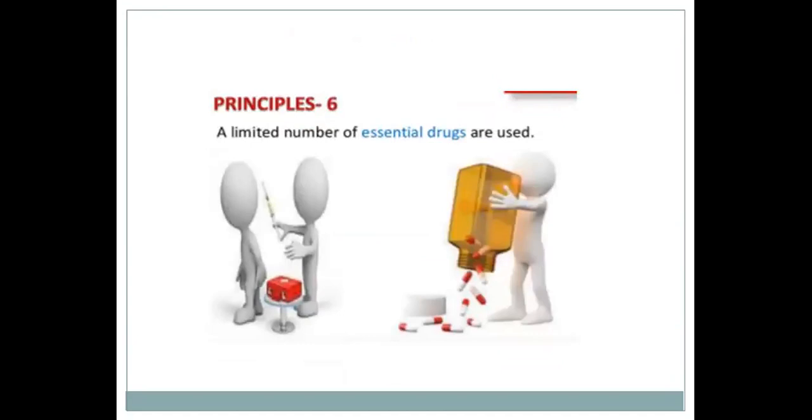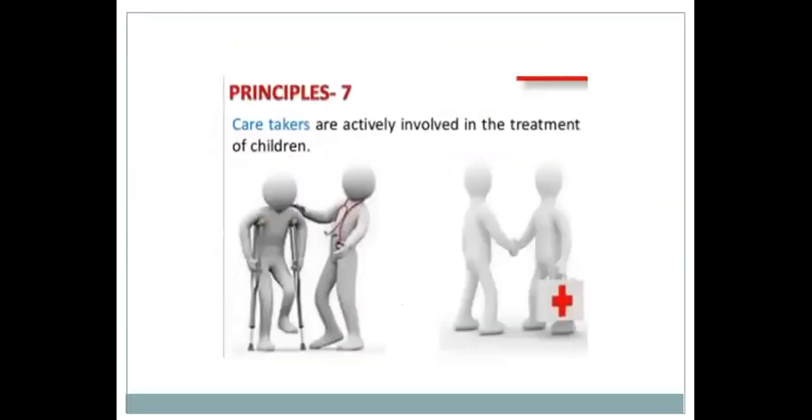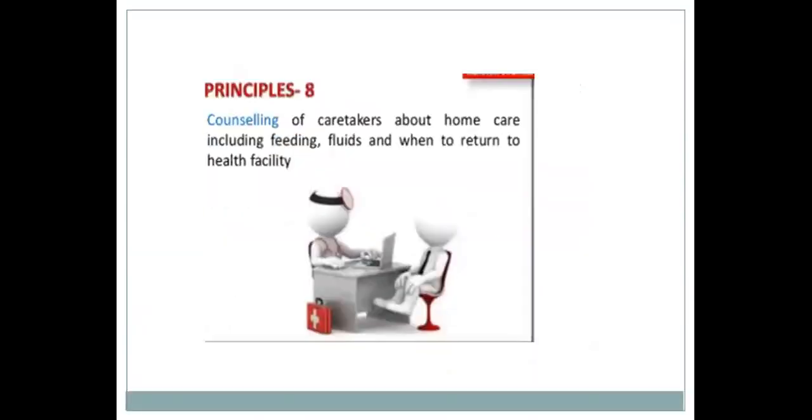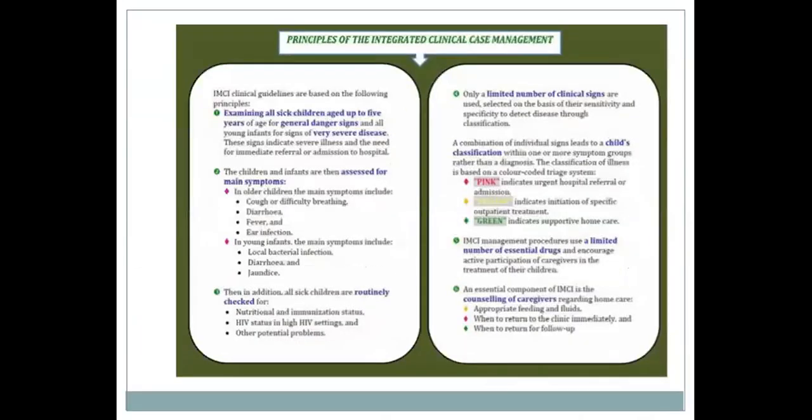Principle 6 is that a limited number of essential drugs are used. Caretakers are actively involved in the treatment of children, with counseling of caretakers about home care, including feeding, fluids, and when to return to the health facility. Therefore, the principle of integrated management is to cover sick children up to 5 years of age, look for general danger signs, and identify children who have very severe disease, and assess for main symptoms, for example cough, diarrhea, fever, early infection, local bacterial infection, and jaundice.